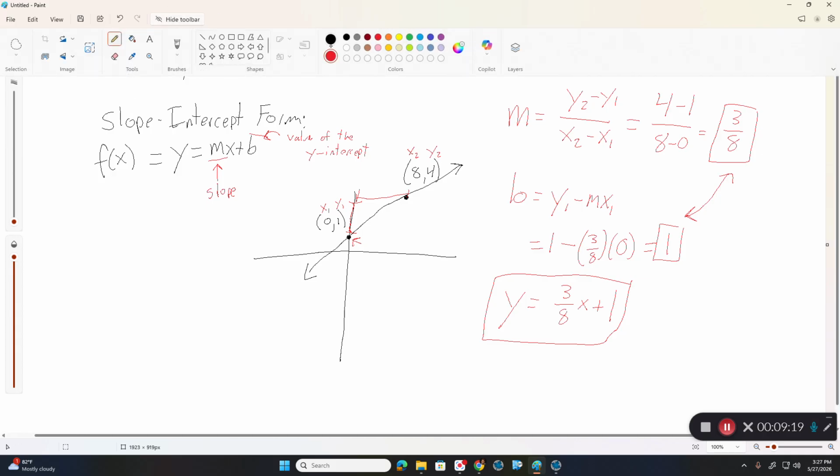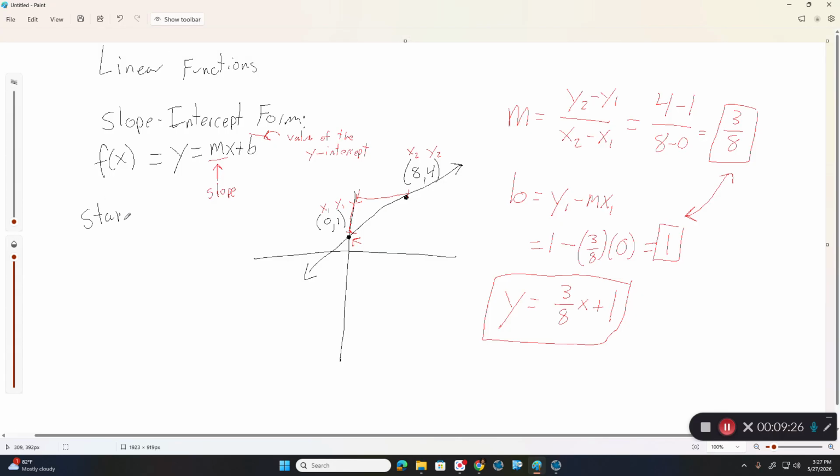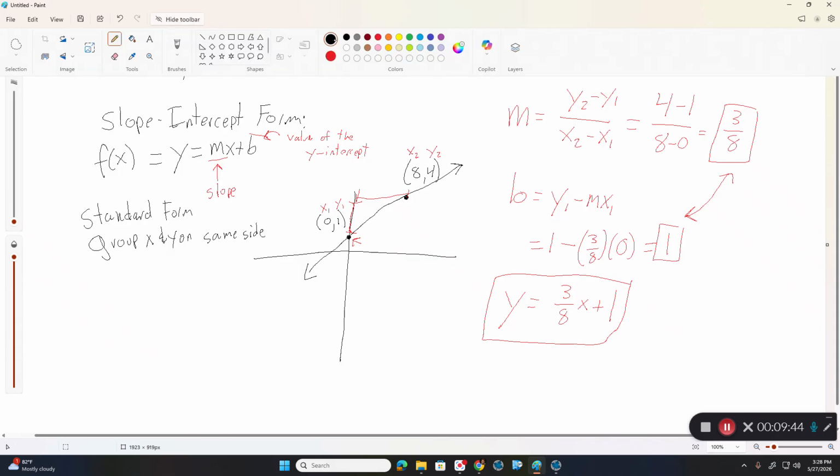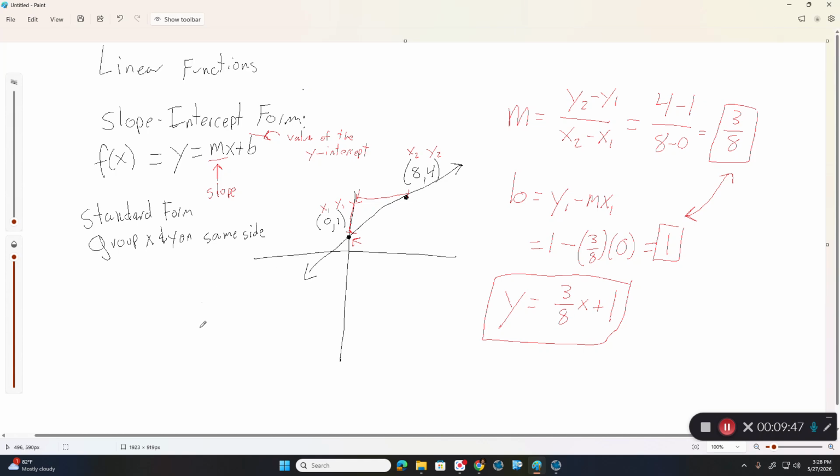But it's not the only form that a linear function can take. For example, there is also what is sometimes referred to, hilariously, as standard form. Standard form is where you group x and y on the same side. And this is a very historical notation. If you do anything in the business world, you'll see a lot of this.